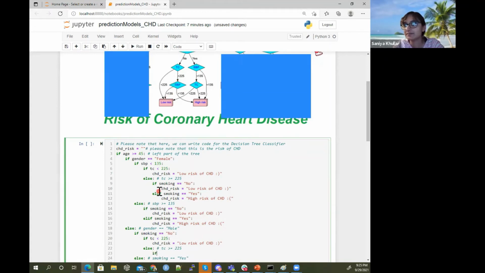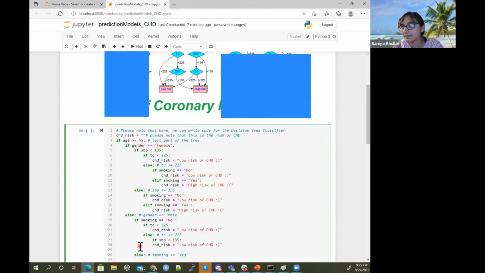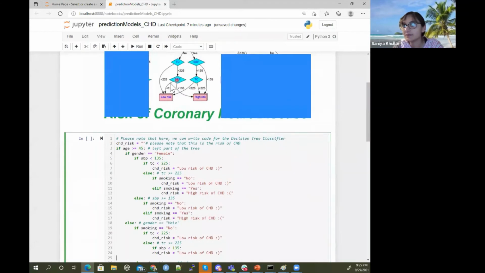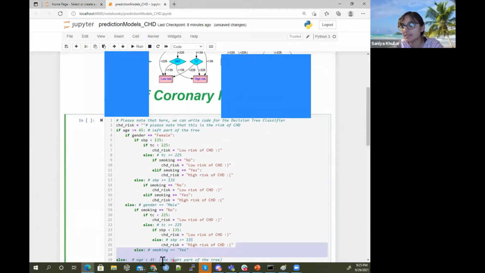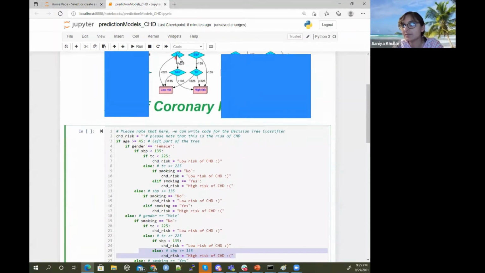So if SBP is less than 135, we are again low risk of CHD. Otherwise, SBP is greater than or equal to 135, and CHD risk is high risk of CHD. So that's what this is representing: this high risk of CHD is essentially coming from total cholesterol being high and systolic blood pressure being high.